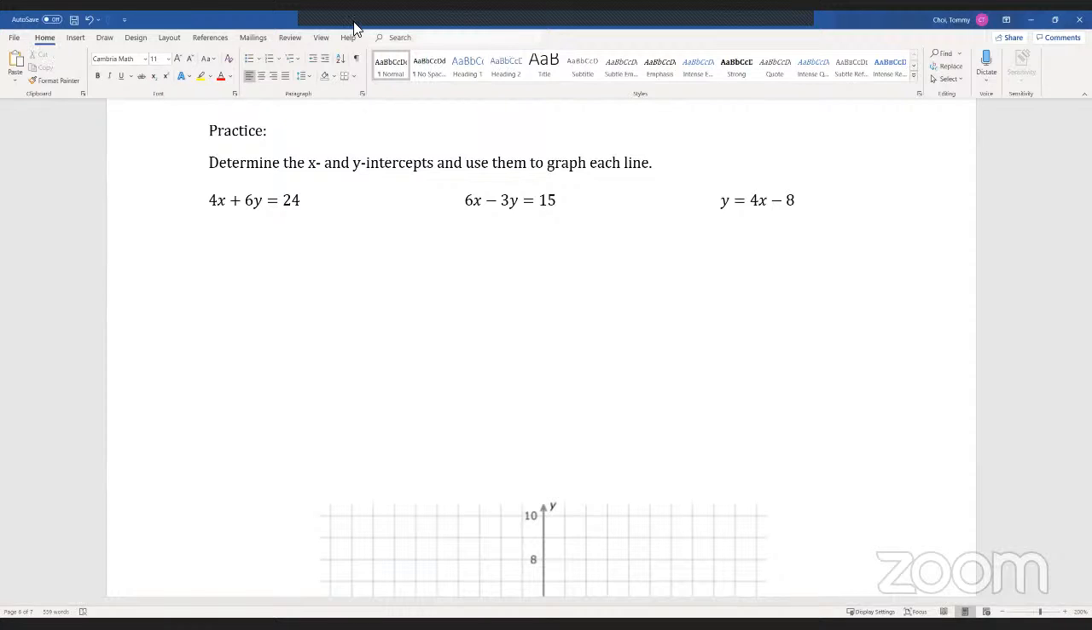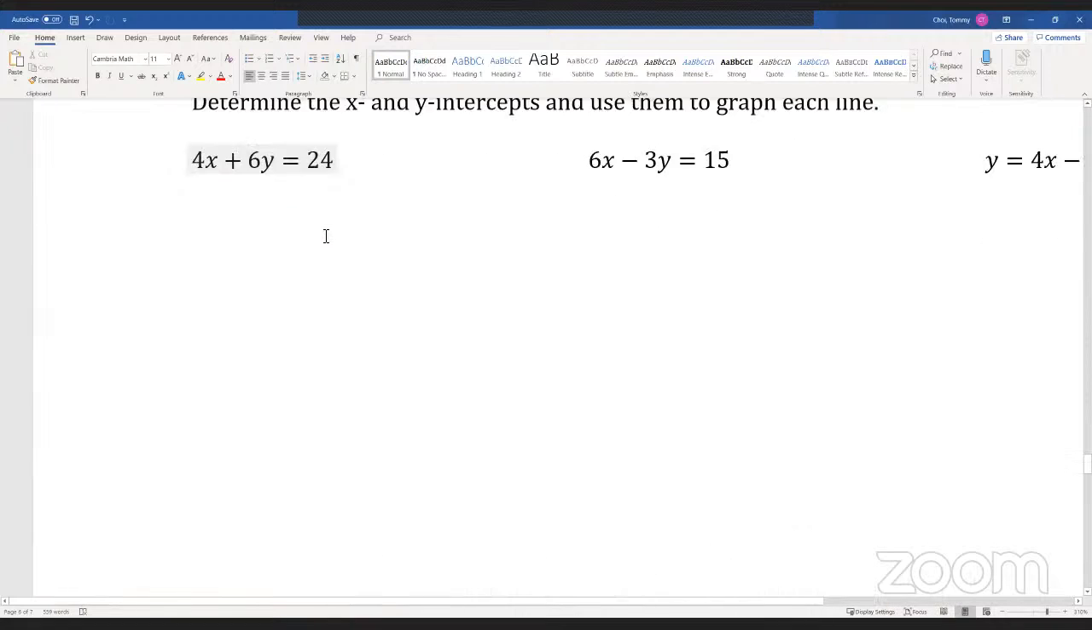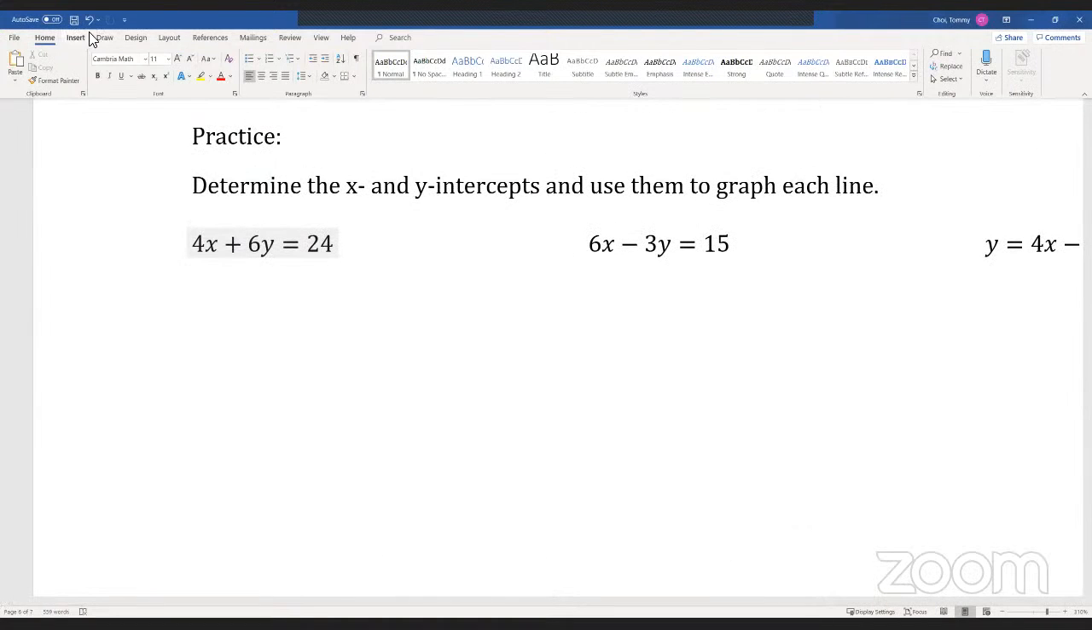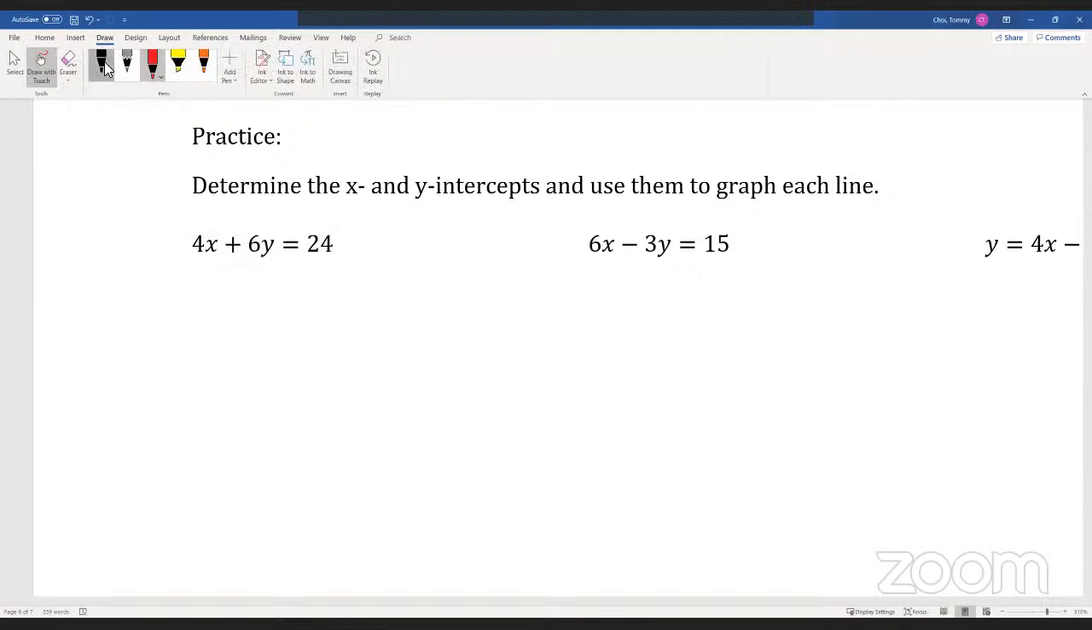Okay? So let's zoom into the first question here. It doesn't really matter what you solve for first. If you want to solve for your x-intercept first, you can do that. If you want to solve for your y-intercept first, you can do that. Here, I usually just go for the x-intercept first.